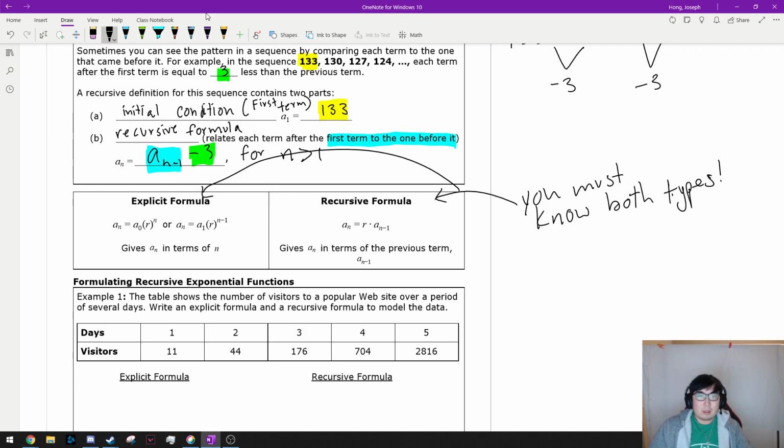I'm not going to read you these differences, but pretty much know that the recursive one is talking about multiplying. You multiply something from the previous term to get the current term. So this is previous. This is current. And this R right here is the rate. And we're going to talk about the rate in example problems.